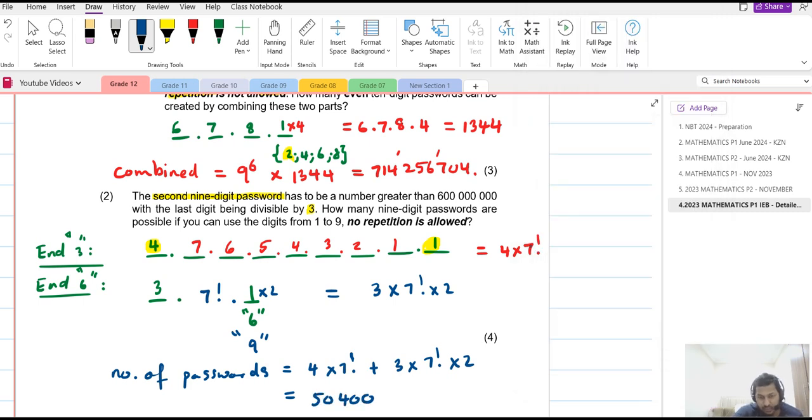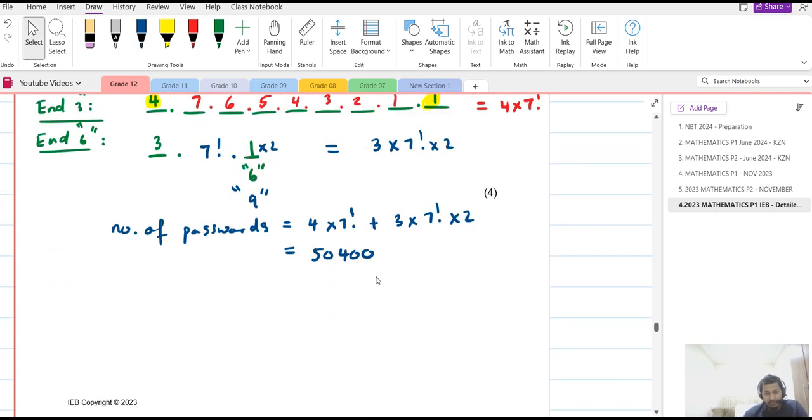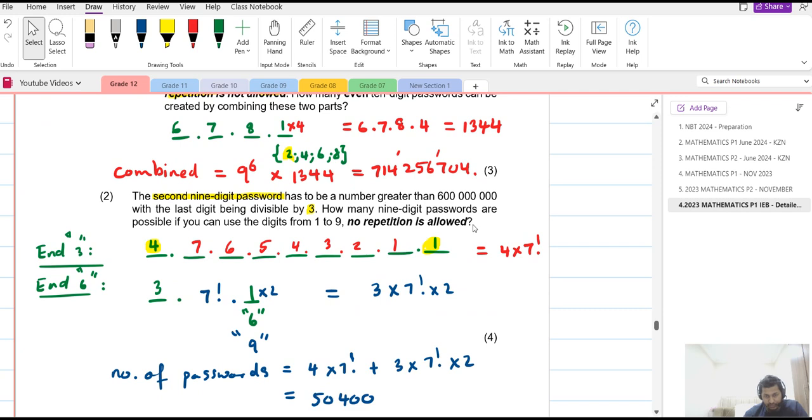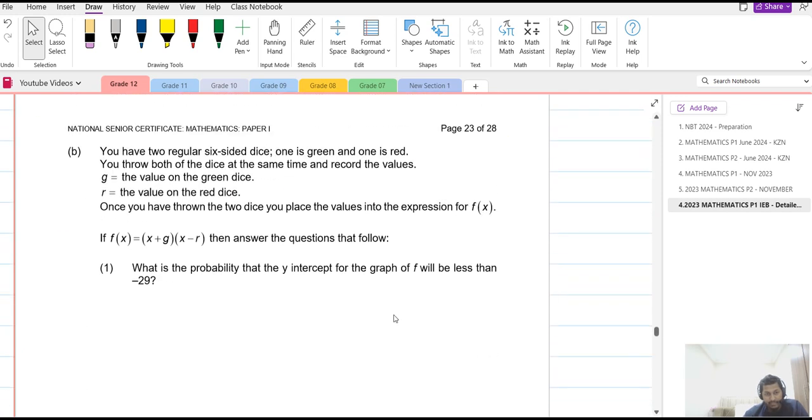Nice question, guys. I hope you guys are understanding. And moving on to the next problem. Yeah, I think that should be my answer. They didn't ask for a probability. Moving on to the next question.